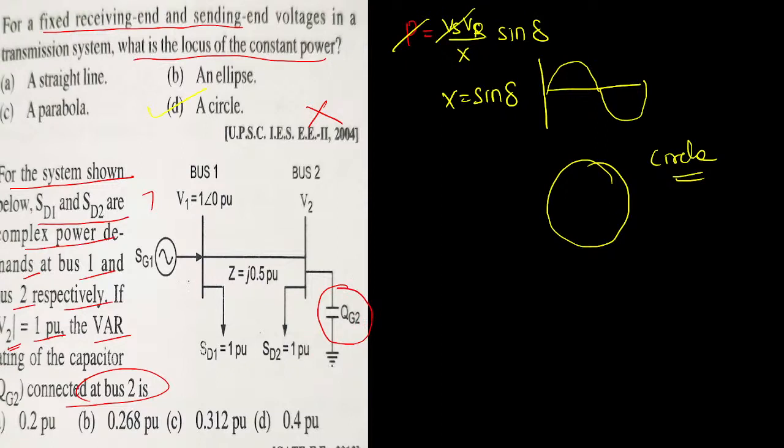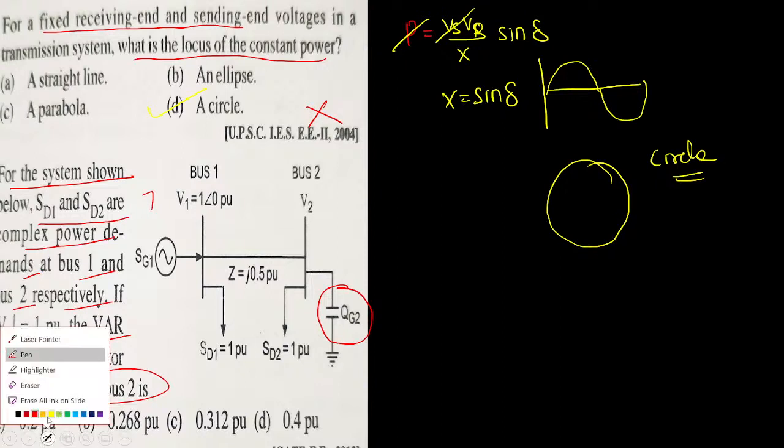Instead of reading all these things, we can just go through the diagram, because in the diagram all the data is already available. We just need to find the value of QG2. One minute, let us remove all the black things. Yes. So observe the diagram carefully. First, collect the data from the diagram.